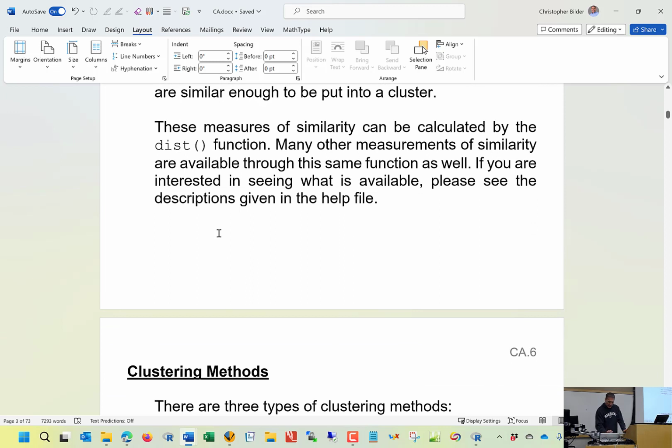Now, how can we calculate these distances in R? Well, you could obviously program that in yourself. But there's a nice function in R called dist that, for a data set that has capital N different observations, will find all pairwise distances between observations for you.